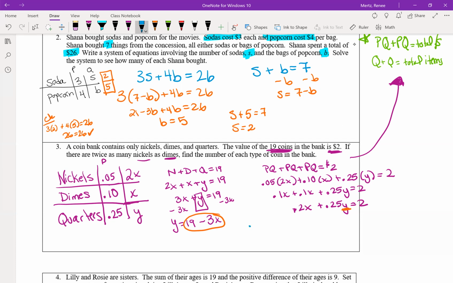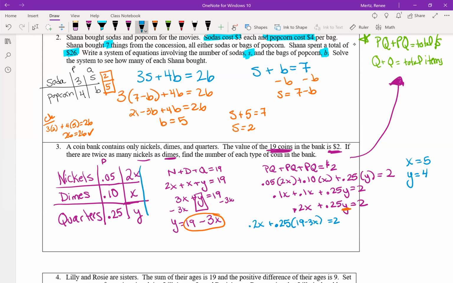So I get 0.2X plus 0.25 times (19 minus 3X) equals 2. Now I have the ability to solve for X. Remember, our answer should be a whole number. So do the math, solve for X, solve for Y. I would hit pause and finish the math on finding X. You should get X equals 5. Plug that in to find Y. We should get Y equals 4.